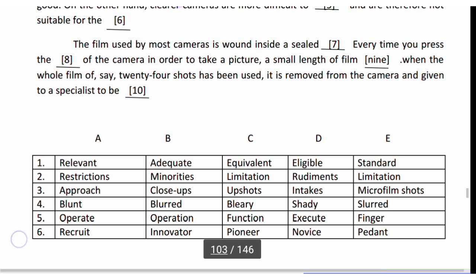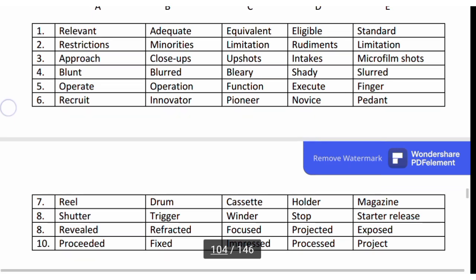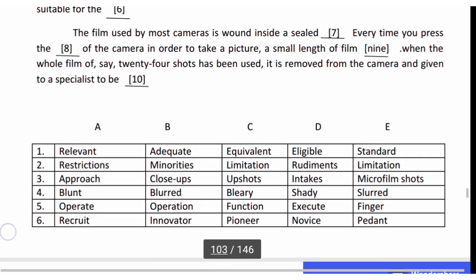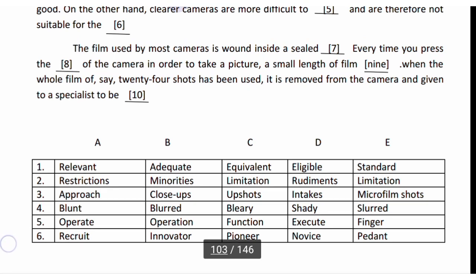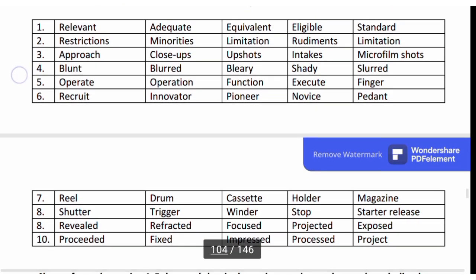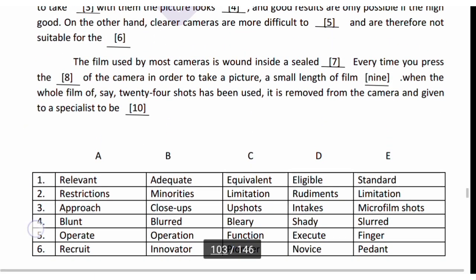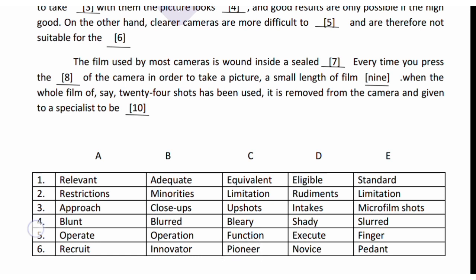Then every time you press the dash of the camera in order to take a picture, a small length of film dash. Number 9, small length of film. Anytime you press the shutter, then a small length of film projects. Small length of film projects.